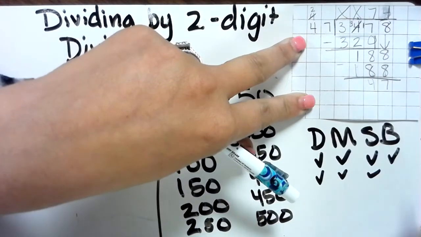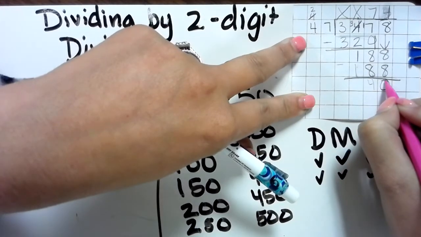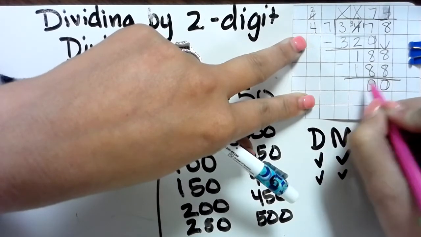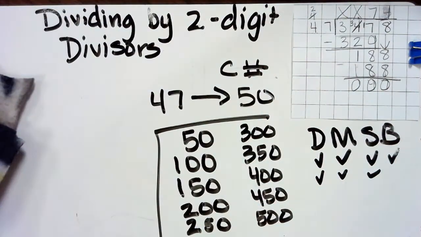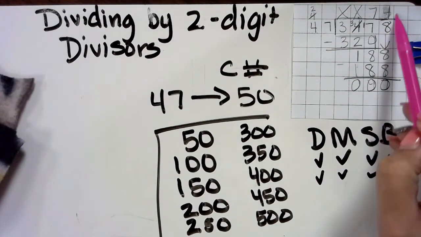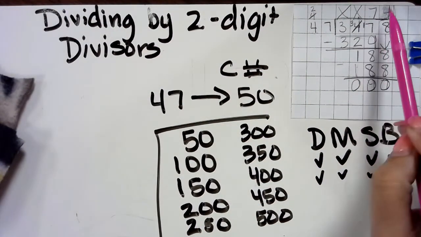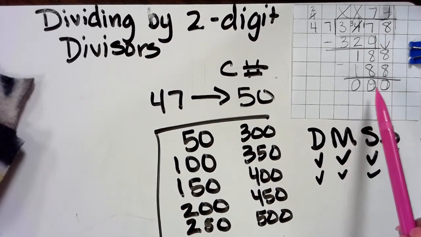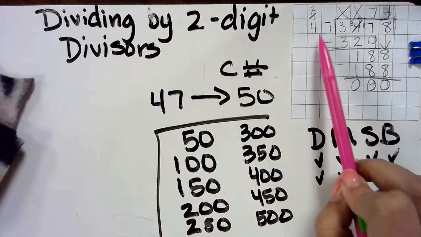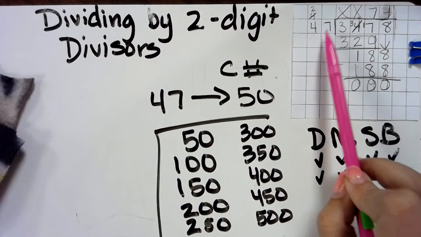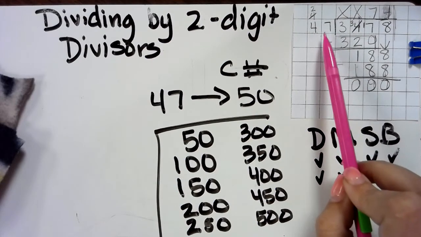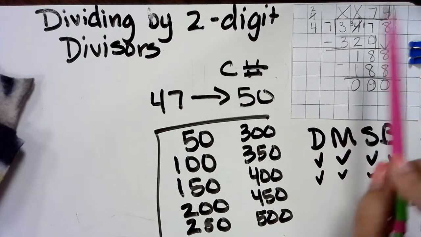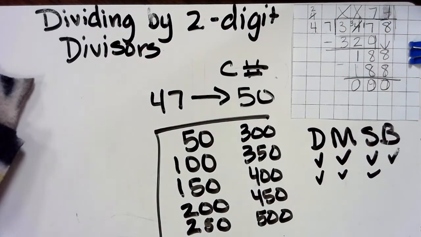So now when I subtract, I get 8 minus 8 is 0. 8 minus 8 is 0. 1 minus 1 is 0. So I have zeros. So I have no remainder. I'm at the wall, and my answer is 74. Okay? So remember, if you subtract and your answer is bigger than what you're dividing by or equal to what you're dividing by, then you need to put another hole up there. Very good.